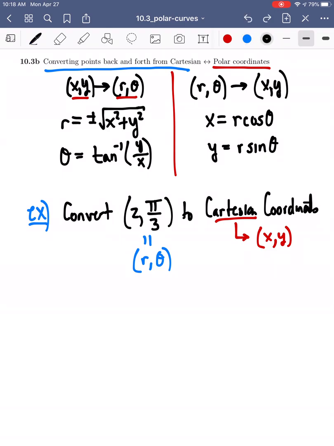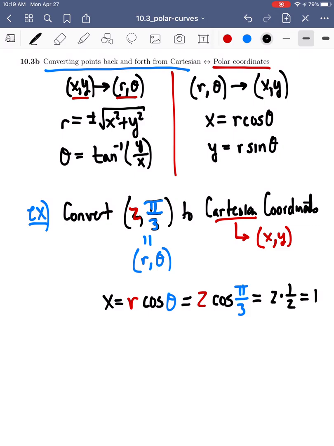So we can just go ahead and plug in what we have. We're told that in this case, r is equal to 2, and we're told that theta is equal to pi over 3. So we have x is equal to r times the cosine of theta. So we just have to plug in those values. So we have r is equal to 2, and then theta is equal to pi over 3. Which at the end of the day is equal to 2 times 1/2, or just 1.